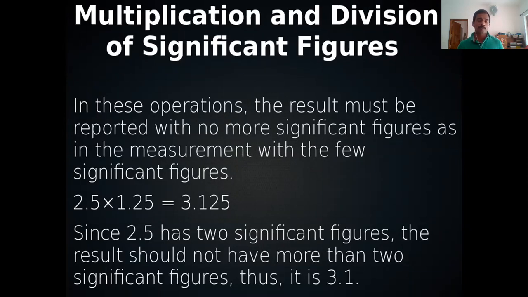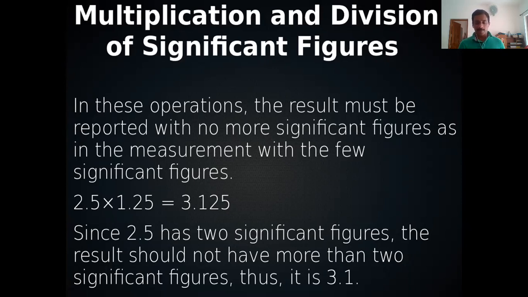2.5 into 1.25. Here 2.5 has only two significant figures. Therefore, the product also should have only two significant figures. 3.125 is the product. How many significant figures? Four significant figures. So we have to round it off to two significant figures. So you have to remove rightmost 5 and preceding 2. But here 2 is less than 5, so simply you can remove it. And what will be the value? 3.1.